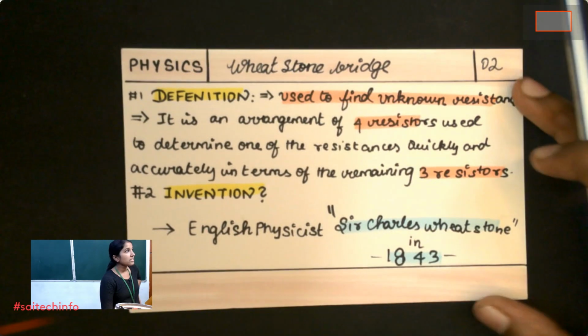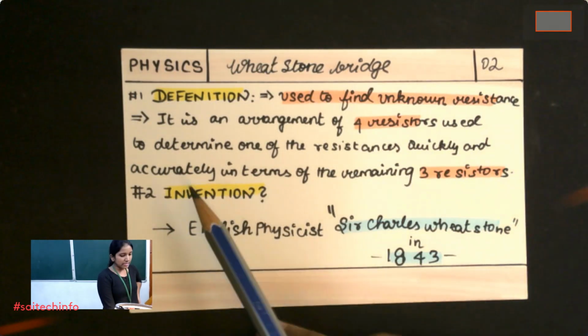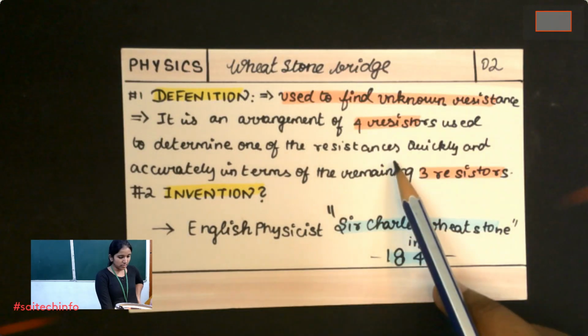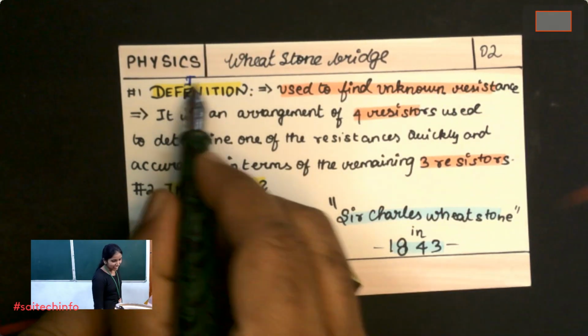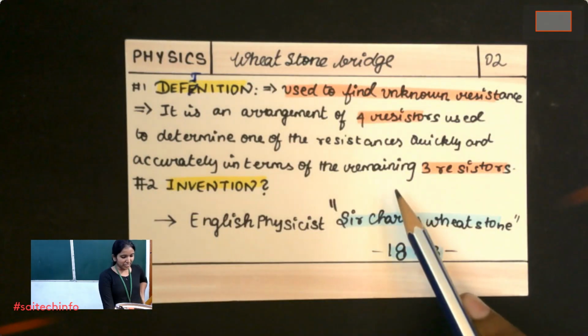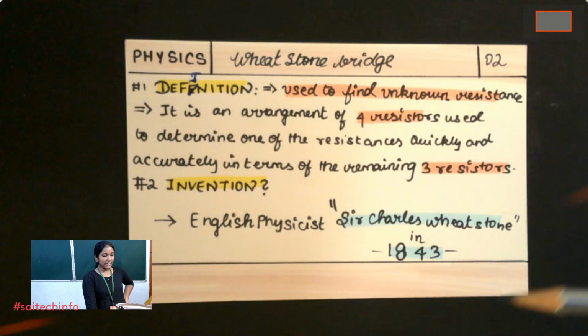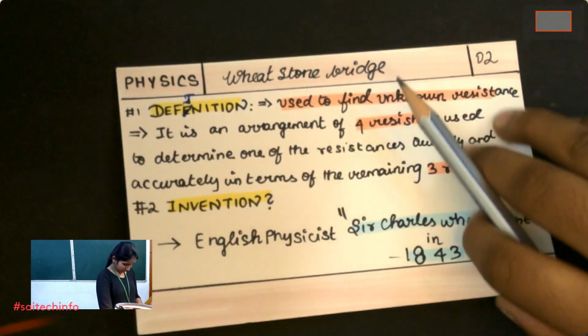So first let's see the definition. Basically, the Wheatstone bridge is used to find the unknown resistance, and it is an arrangement of 4 resistors which is used to determine one of the resistances quickly and accurately in terms of the remaining 3 resistors. It was invented by the English physicist Sir Charles Wheatstone in 1843. From this we can know that the Wheatstone bridge was named after his name.